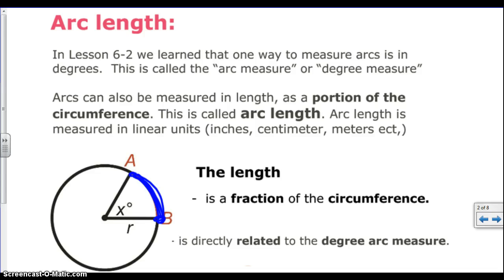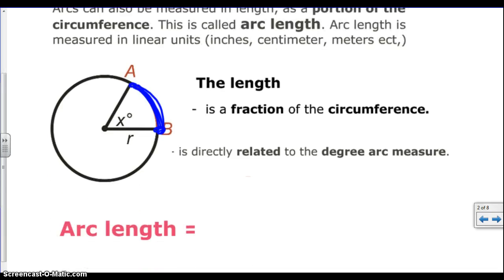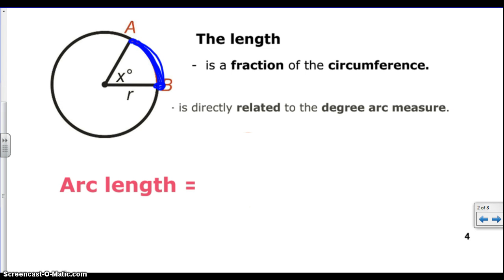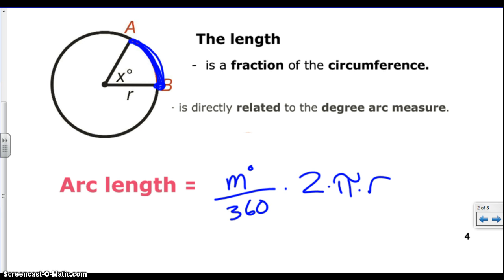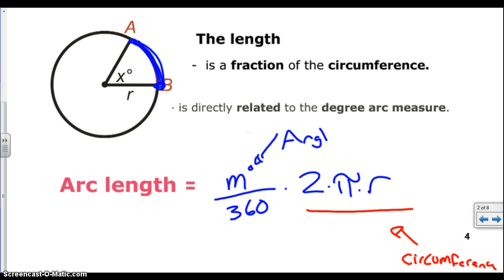So what does all that mean? Well, let's look at our formula. The formula for arc length is m over 360 times 2 pi r. And the 2 pi r, if you were thinking critically, you should think, oh wait, that's the circumference part, right? So all of these ideas tie together. And then the m is just the measure of your angle. And then of course we put it over 360 because there's 360 degrees in a circle.